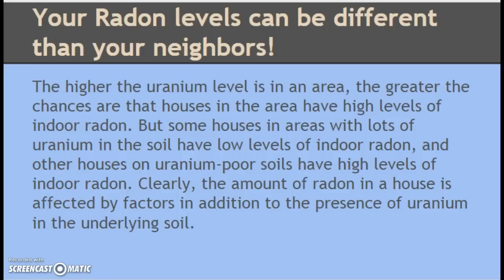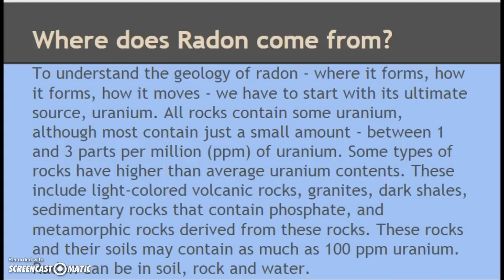But some houses in areas with lots of uranium in the soil have low levels of indoor radon, and other houses on uranium-poor soil have high levels of indoor radon. Clearly, the amount of radon in a house is affected by factors in addition to the presence of uranium in the underlying soil. So where does uranium come from? We'll pick this up in the next recording. So you may have guessed it comes from uranium. So let's talk about that.